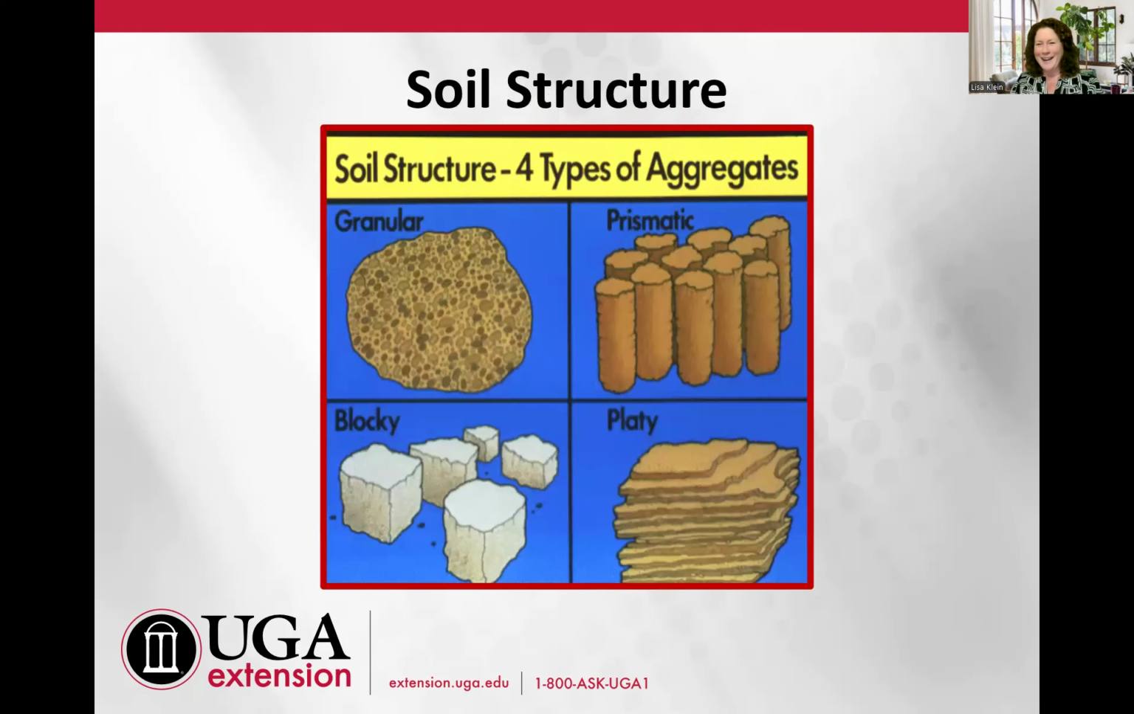Oh, good, we did. I whizzed through this earlier. It's been about a year since I've given this. So soil structure, there's 4 types of aggregates. You've got granular, so think sand. You've got prismatic, so columnar, blocky, which are going to be blocks, and platy, which are layers. So think sandstone or limestone, things like that.